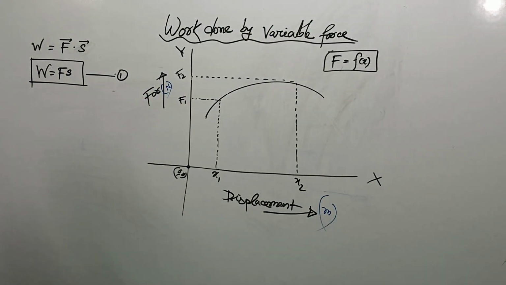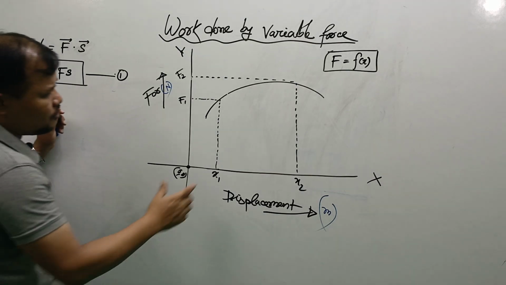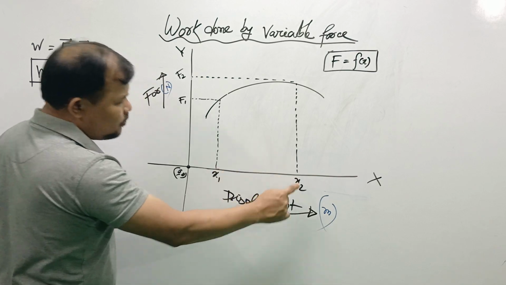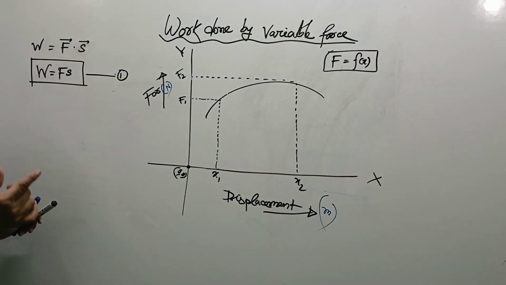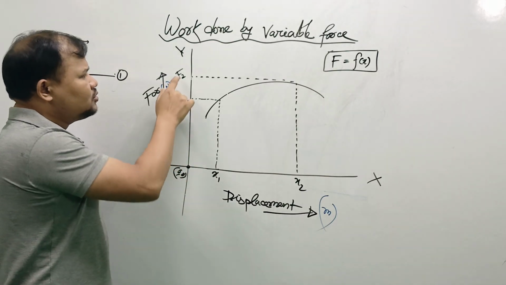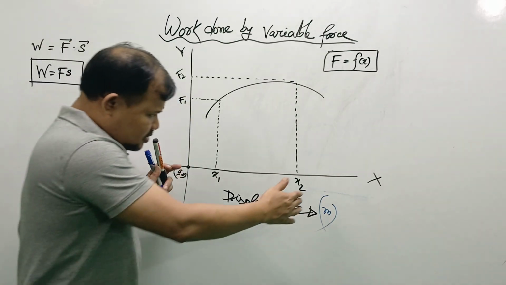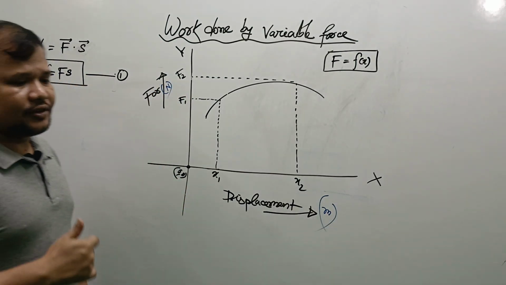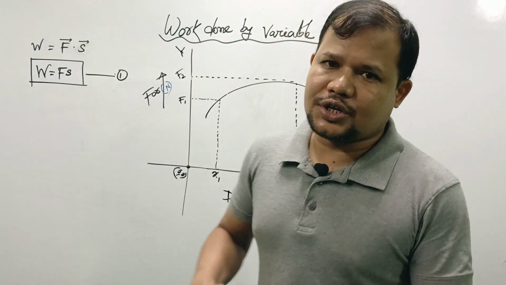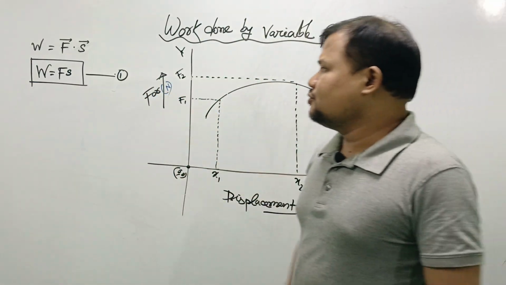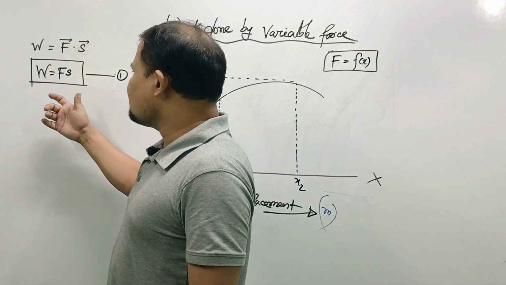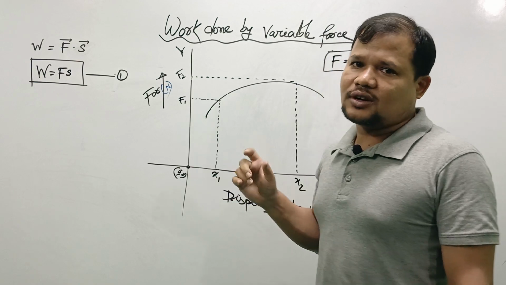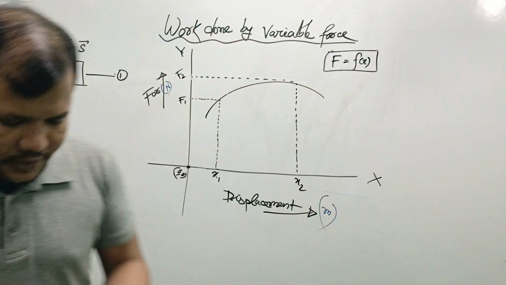Suppose we use this equation to find out the work done for this area, from displacement x1 to x2. Within this displacement, we need force F1 to F2, and we want to measure work. How can we measure it? That is our question, because we know the equation to measure the work done, W = Fs, is valid only for the constant force.